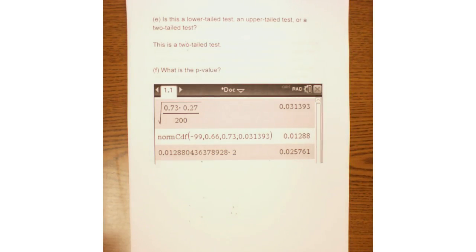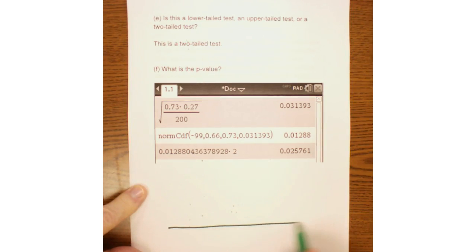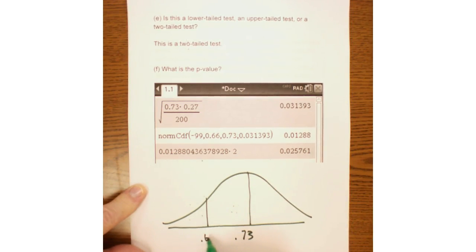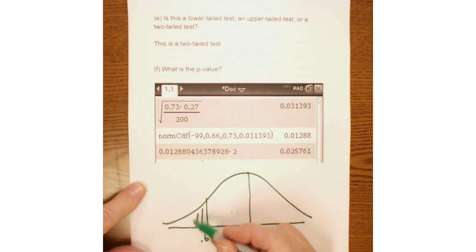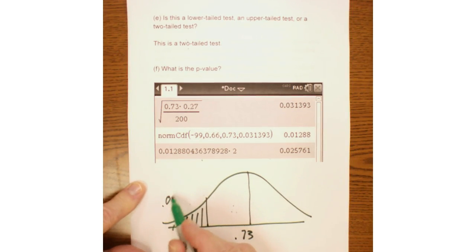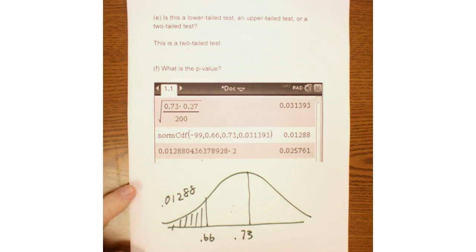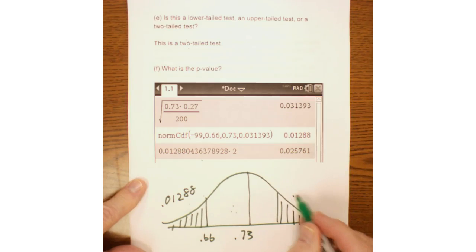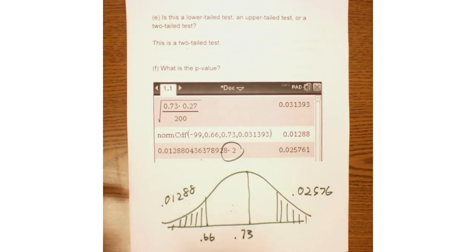And so this is a two-tailed test. And my p-value is, again, I found the area that was in one of my tails. So here is 0.73, and here is 0.66. So I found the area that was in this tail. That's 0.01288, and I doubled that. I doubled that to get the two-tailed test. So that is 0.02576. That's why I multiplied by 2 there.